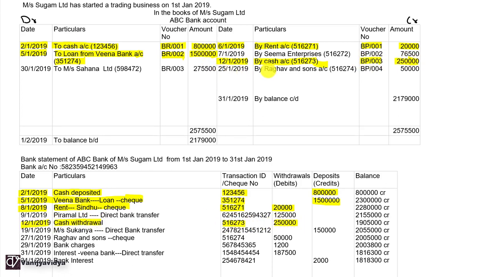Next, 25th Jan 2019 by Raghav and Sons account 516274 BP004 50,000. Let's see. So we have amount of 50,000 in the debit. Let's verify the check number 516274. It's the same one. So let's mark.